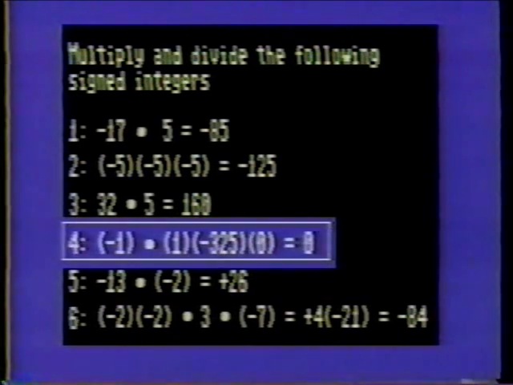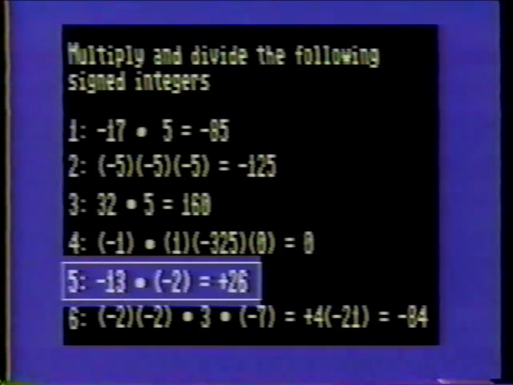Let's solve the problem in detail to prove our point. Negative 1 times negative 325 is 325. 325 times 0 is 0.